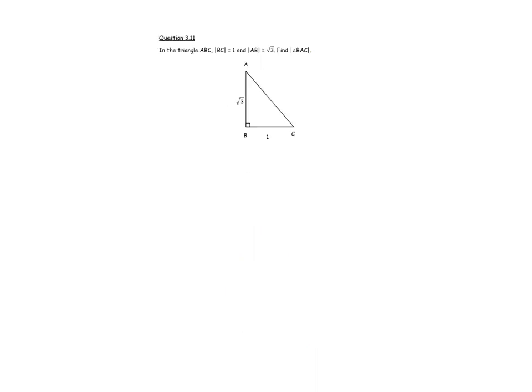So it says, in the triangle ABC, BC is 1, AB is square root 3, find the angle BAC. So the first thing I'm going to do is put in the angle BAC, and that angle is up here. I'm going to call that angle x. So the next thing we do is ask ourselves, is it a right angle triangle? It is a right angle triangle, so we can write down SOHCAHTOA.